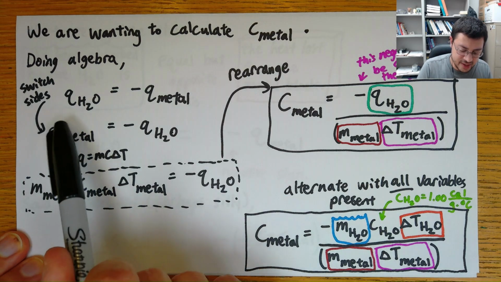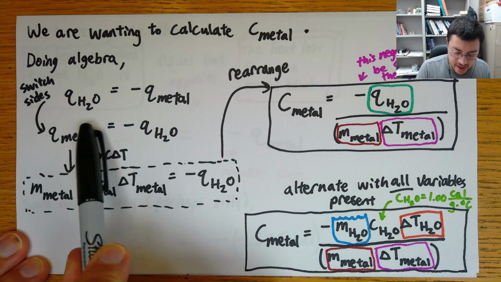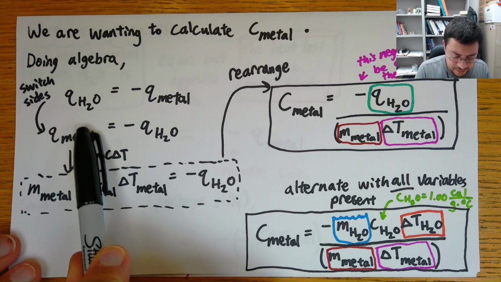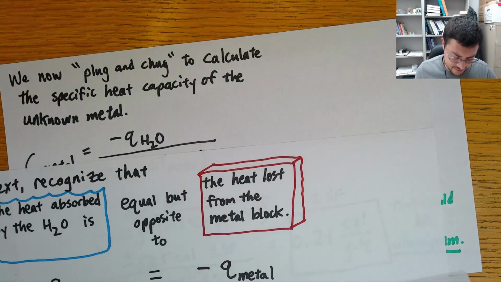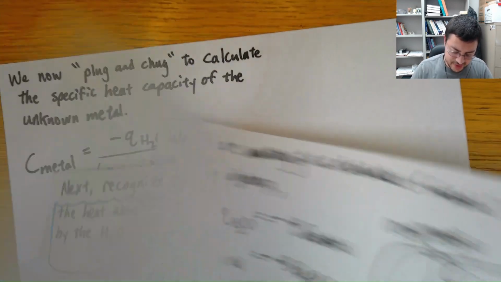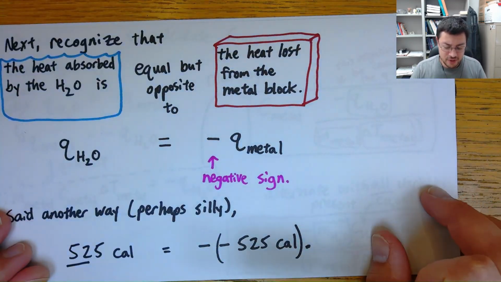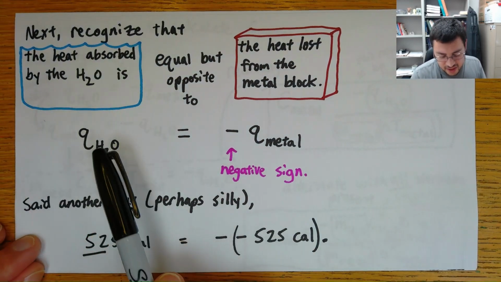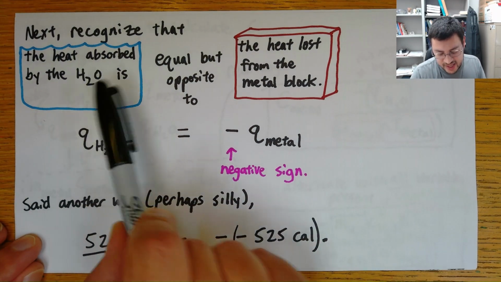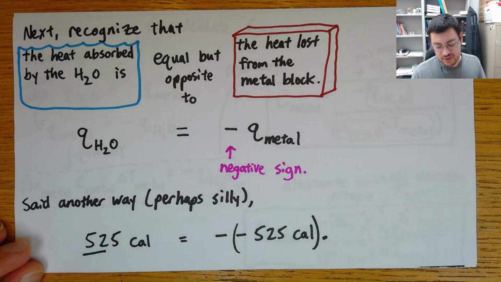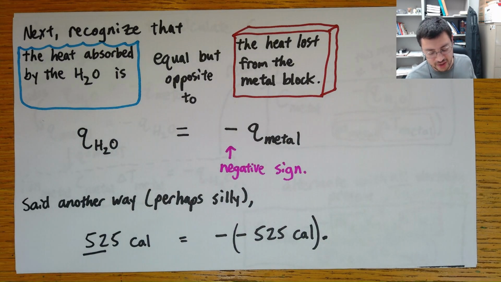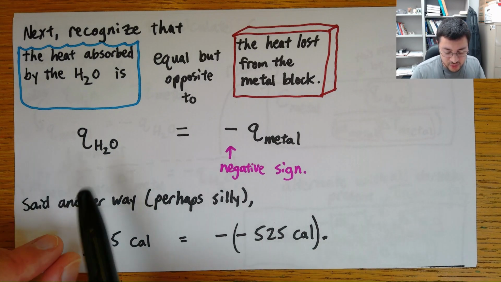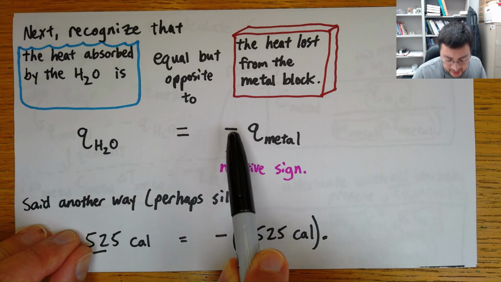All right, first is going to be this thought that actually, this is what I meant to talk about. Oh, much better. Okay. So we want to recognize that the amount of heat absorbed by the water is equal but opposite to the heat that was lost from the metal block. I talked about that a little bit, and the way we do that is with a negative sign.